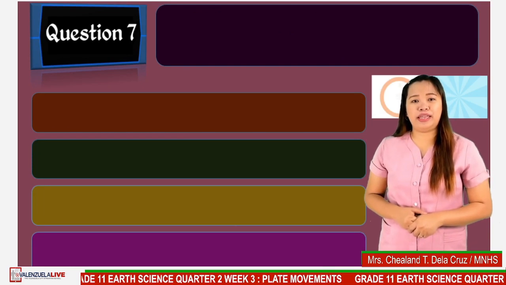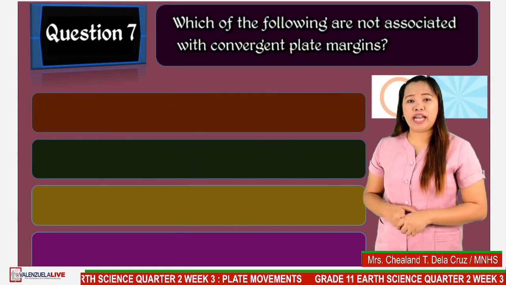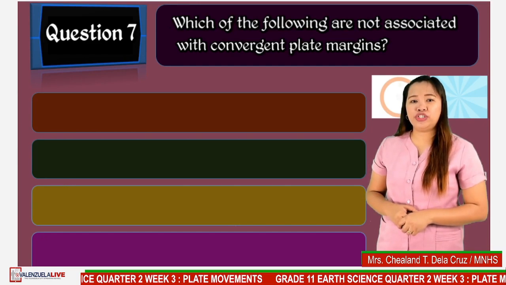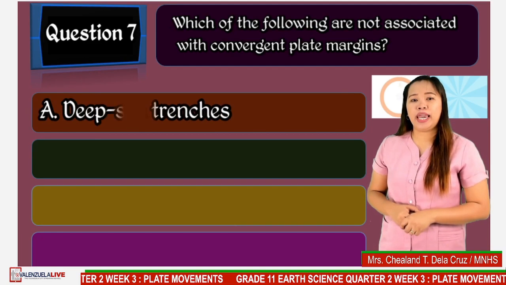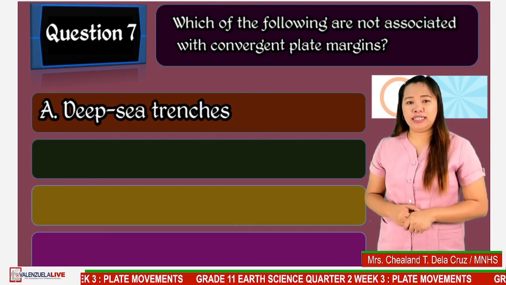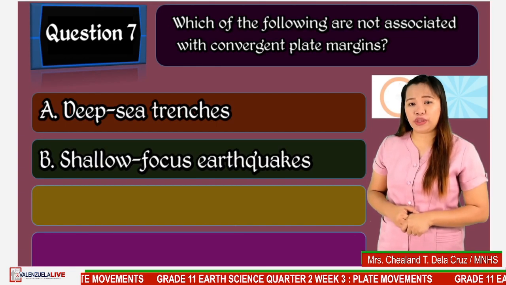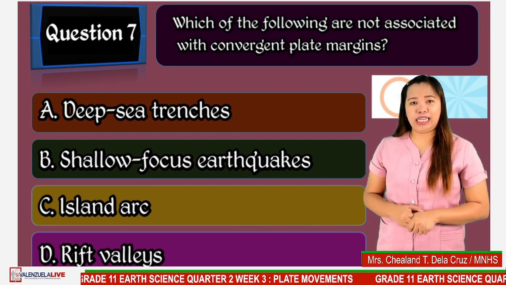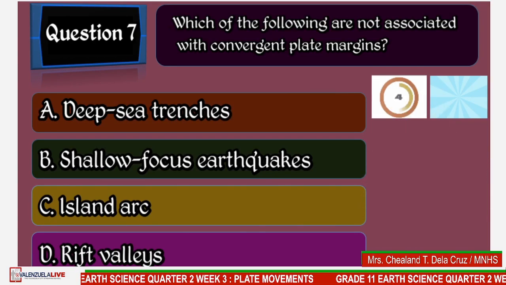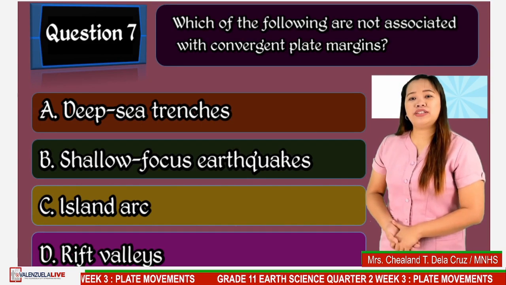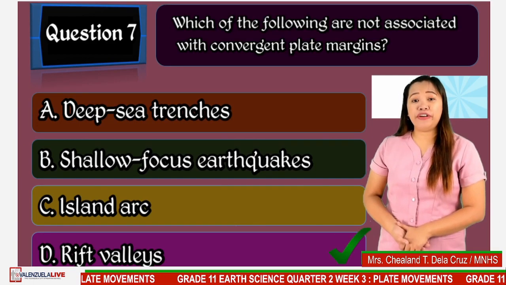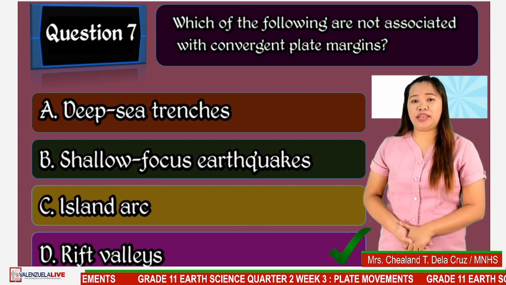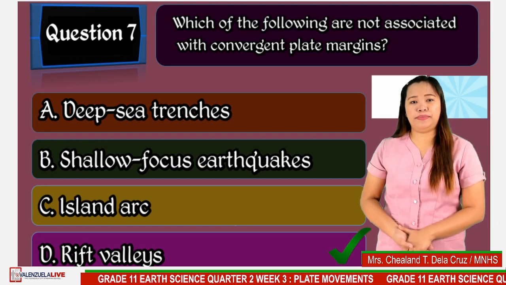Question number 7. Which of the following are not associated with convergent plate margins? A. Deep sea trenches. B. Shallow focus earthquakes. C. Island arc. D. Rift valleys. The correct answer is letter D, because Rift Valley is associated with a divergent plate margin.